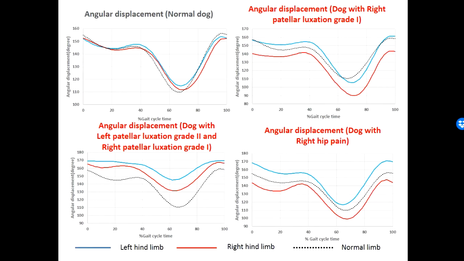In this graph, the y-axis represents angle in degrees, and the x-axis represents percentage of gait cycle time. The dotted line is the angular displacement in the normal limb, the blue line represents the left stifle angle, and the red line represents the right stifle angle. As you can see, in a normal dog, the angles of the left and right stifle run along the mean line, but the angles of abnormal dogs deviate from the mean line and show a sign of asymmetrical disease.